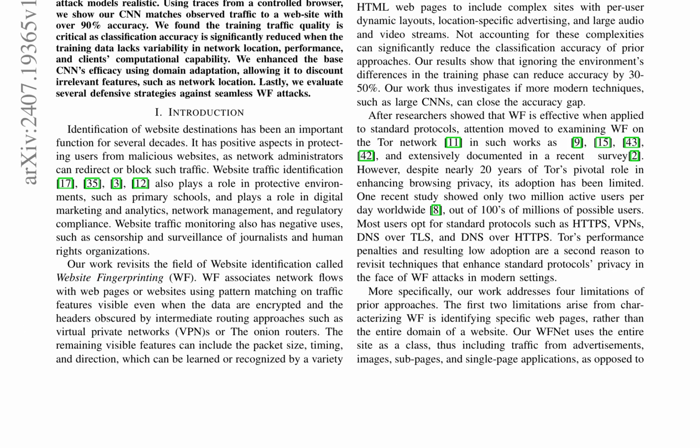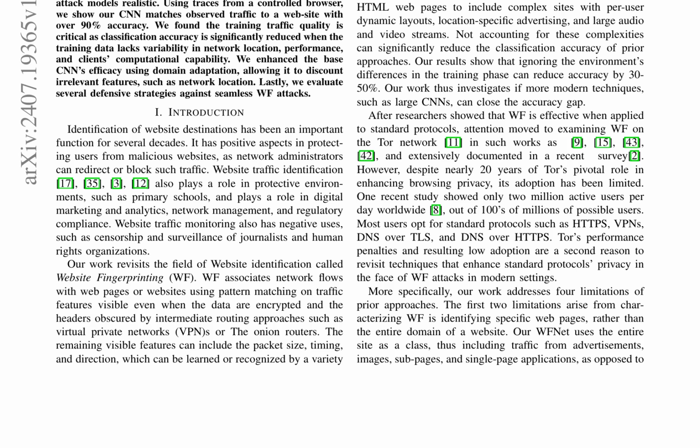Third, the research highlights the importance of training traffic quality, demonstrating that classification accuracy can be significantly reduced when the training data lacks variability in network location, performance, and client's computational capability. To enhance the base CNN's efficacy, the study employs domain adaptation, allowing it to discount irrelevant features such as network location. This approach improves the model's robustness to varying network conditions.